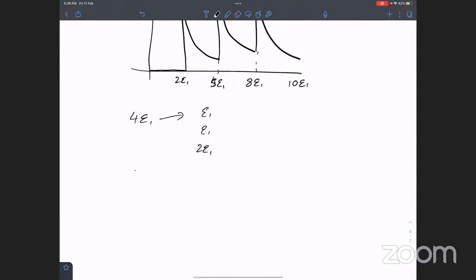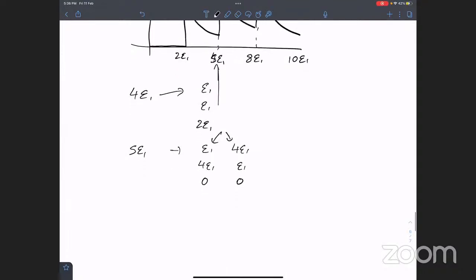And the moment I have, let us say, 5E1, now I can split this in two ways: E1, 4E1, and 0, or 4E1, E1, and 0. So after 5E1, I'll have two-fold degeneracy. So the density of states will be 2 times.